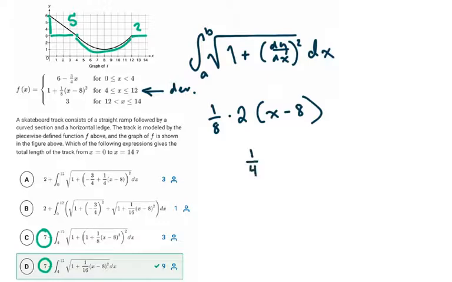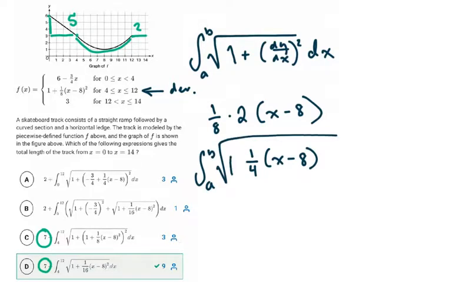Then simplify it. We've got 1/4 (x minus 8) as dy/dx. So then when we plug that into our integral, we get 1 plus that squared, which is how we end up with the 16 here, and the (x minus 8) squared, which is how you get D as the correct answer. Again, let me know if you've got questions on that.